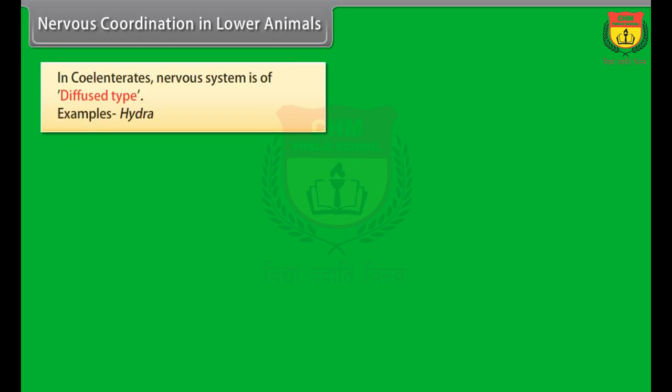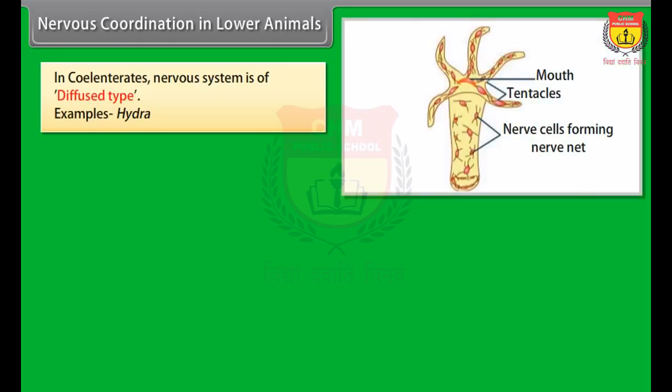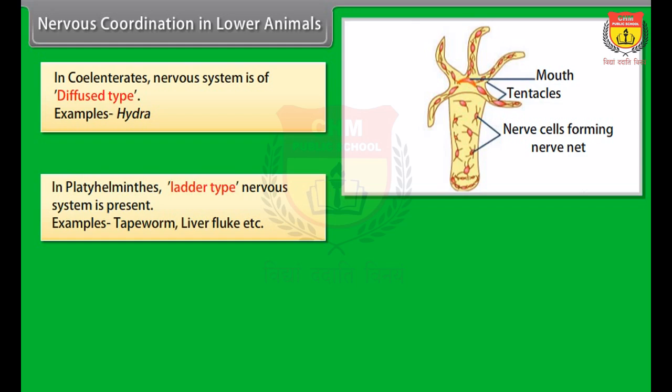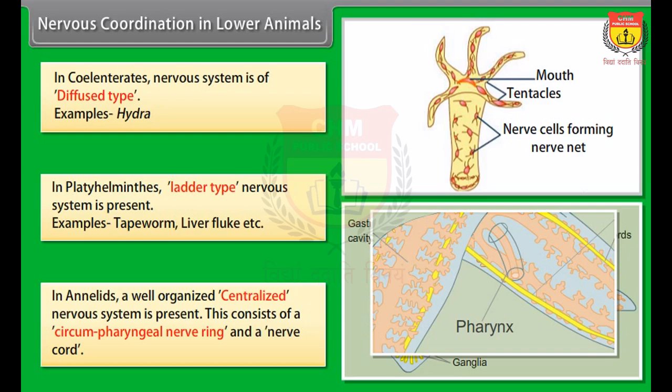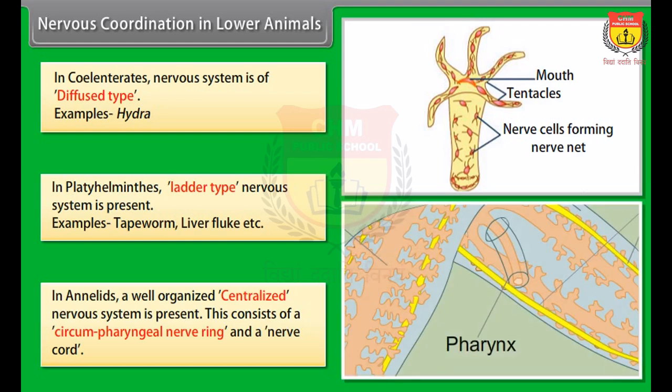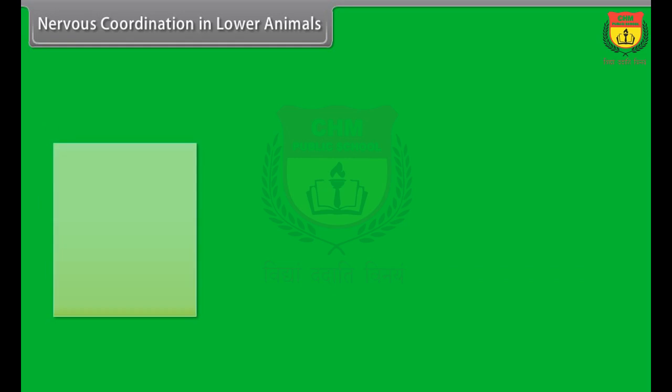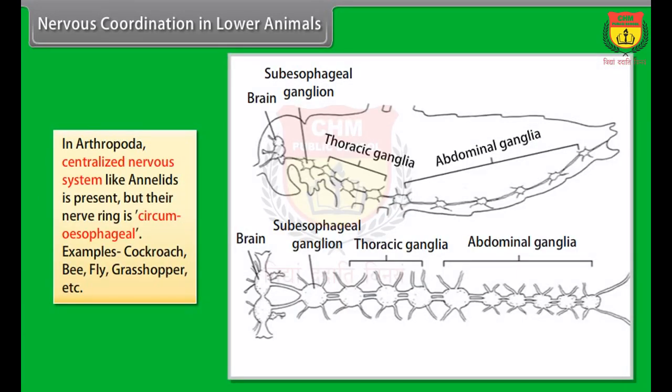Nervous coordination in lower animals. In coelenterates, the nervous system is of diffused type. Example: Hydra. In Platyhelminthes, a ladder-type nervous system is present. Examples: tapeworm, liver fluke, etc. In annelids, a well-organized centralized nervous system is present. This consists of a circumpharyngeal nerve ring and a nerve cord. In Arthropoda, a centralized nervous system like annelids is present, but their nerve ring is circumesophageal.